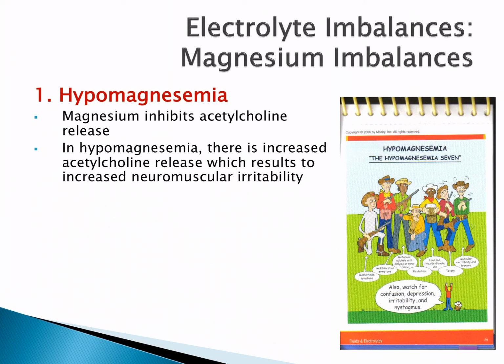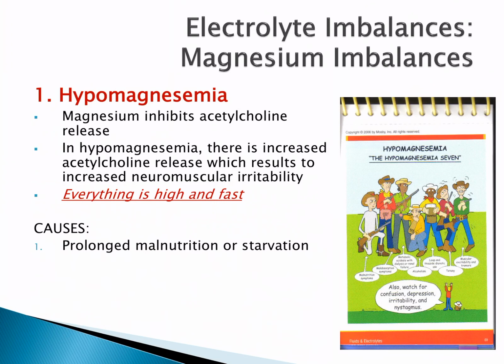So if you have hypomagnesemia, it inhibits the acetylcholine. That means there is increased neuromuscular irritability. There is increased acetylcholine release, which results in increased neuromuscular irritability. So everything is high and fast.